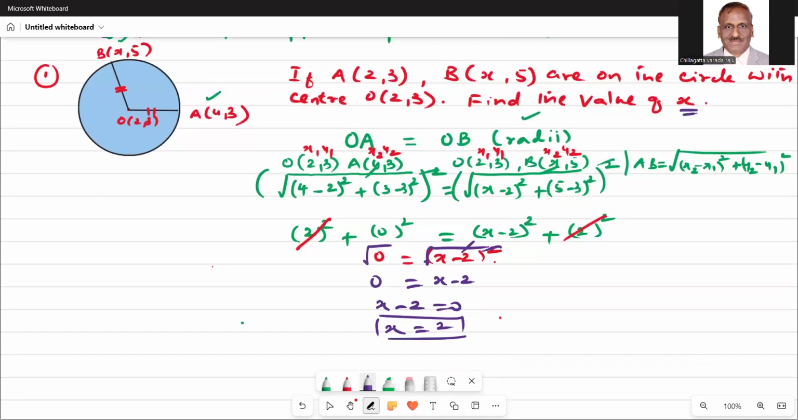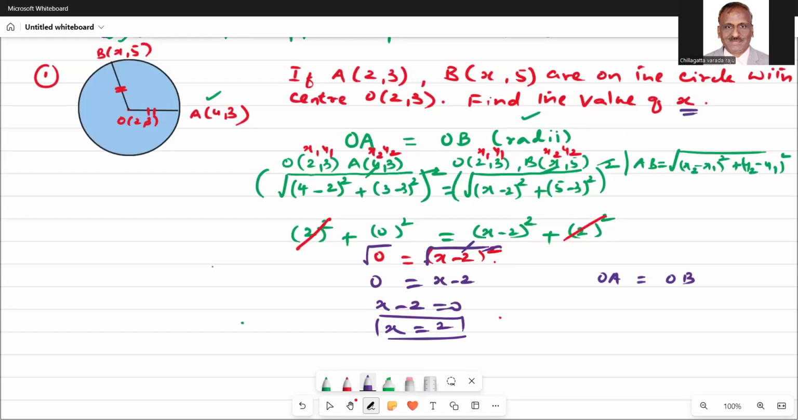Shall we check for that? Let us verify whether OA is equal to OB, whether the length is the same or not. What are the coordinates of O and A? Already we got the LHS as 0. In the RHS, we have x minus 2 whole square, 2 minus 2 whole square, 5 minus 2 whole square.